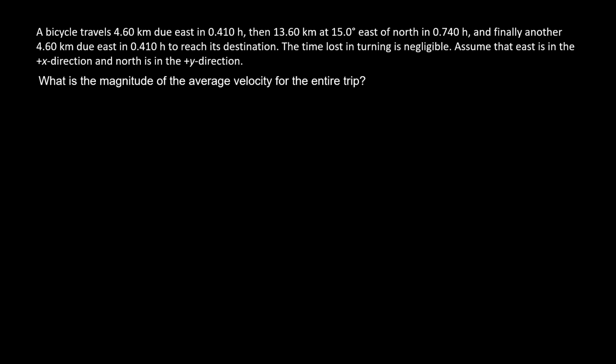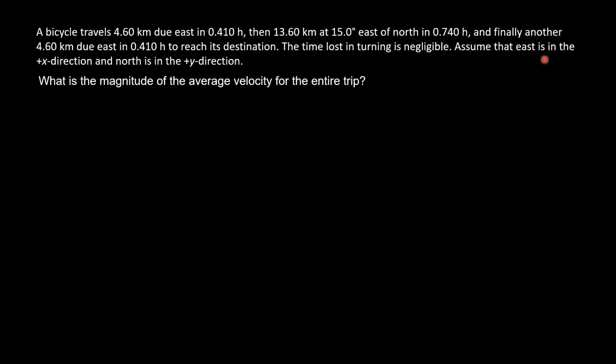Hello, so let's try this problem from vectors. It states a bicycle travels 4.60 kilometers due east in 0.410 hours, then 13.60 kilometers at 15° east of north in 0.740 hours, and finally another 4.60 kilometers due east in 0.410 hours to reach its destination. The time lost in turning is negligible.